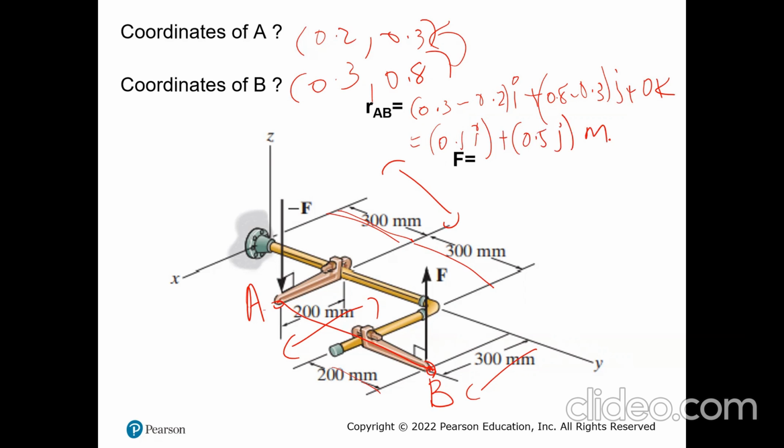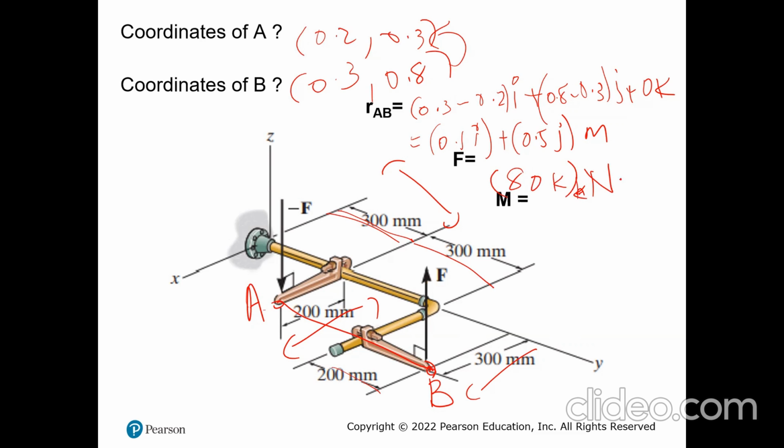Now let's look into my force. They say the magnitude of the force is going to be F. So I know what to do now. F is 80 Newton. That's only in the vertical direction, so that's the vertical component. So now I have the position vector and F.